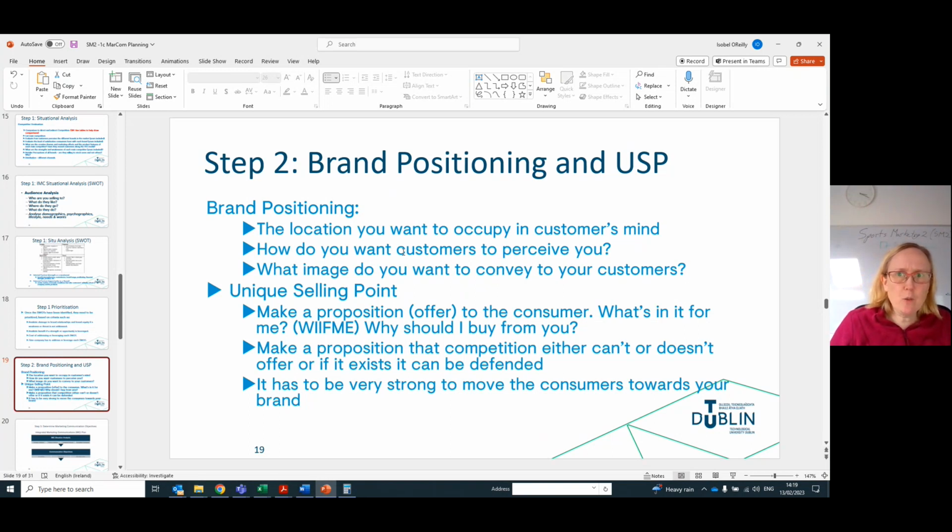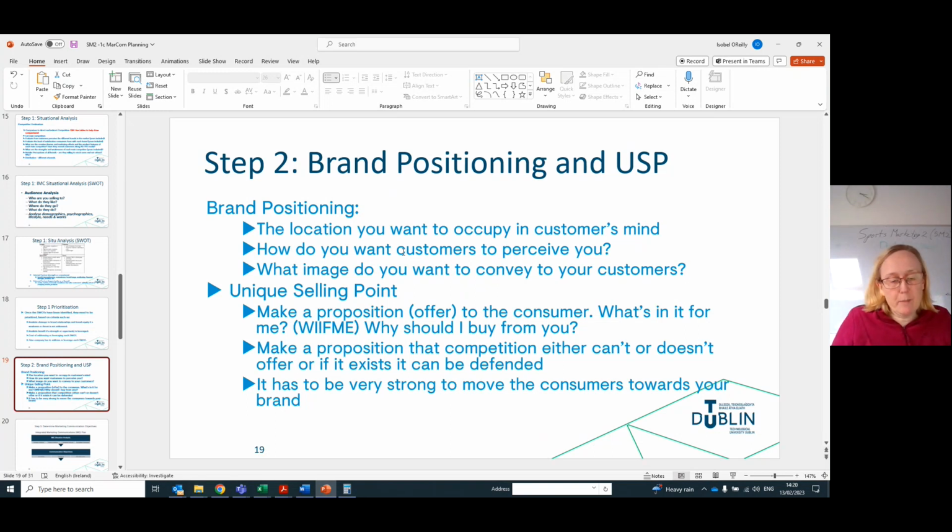The unique selling point, USP, is where we should understand what it is we're offering to the customer. What are they getting from us that they're not getting somewhere else? Why should they come to us and not another brand? So what's in it for me, the WIIFME? Why should I buy from you? You have to get a clear idea in your head. What is the answer to that?